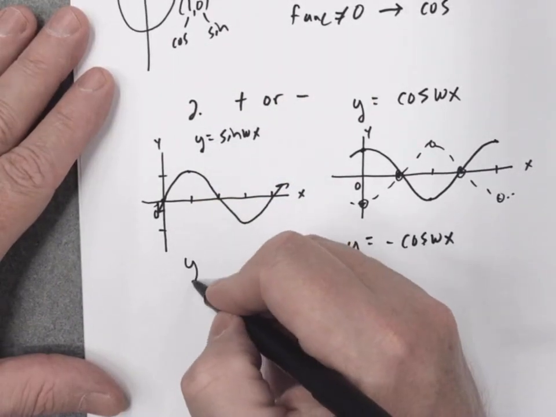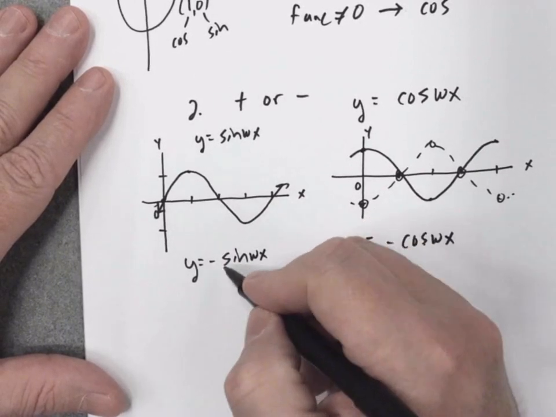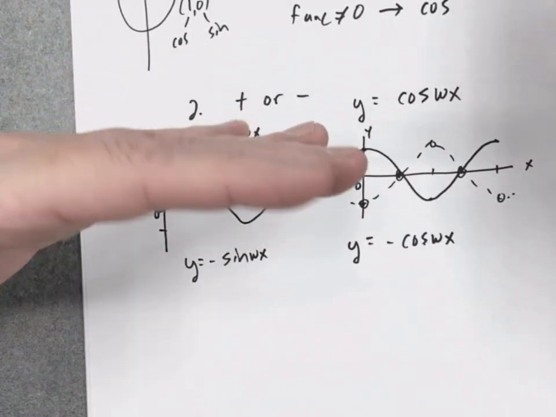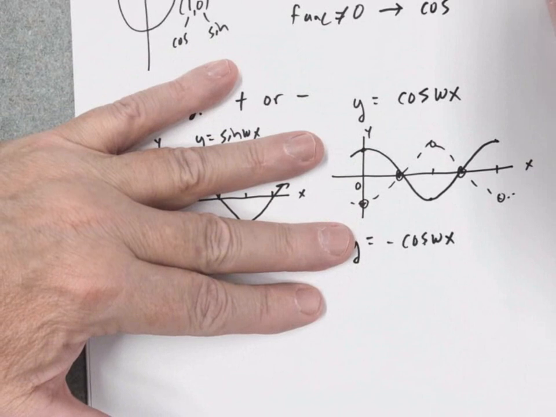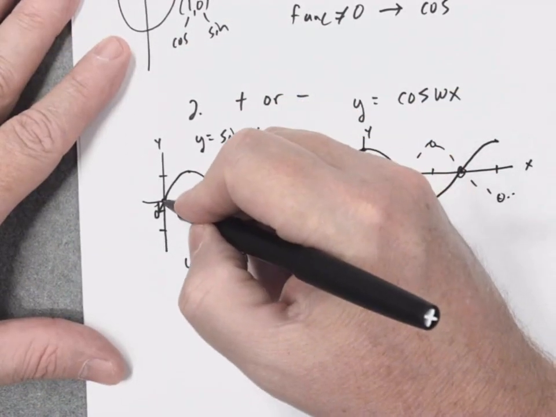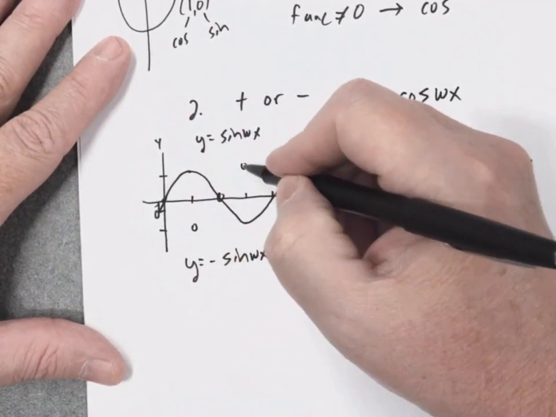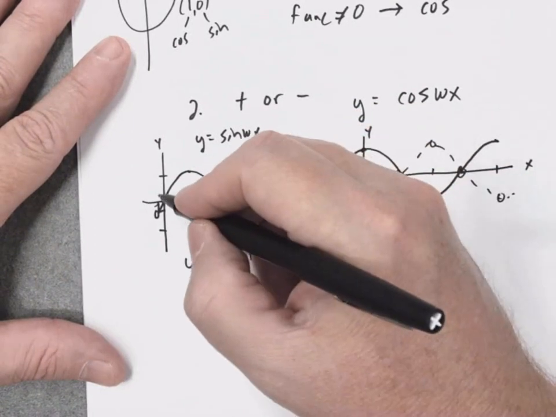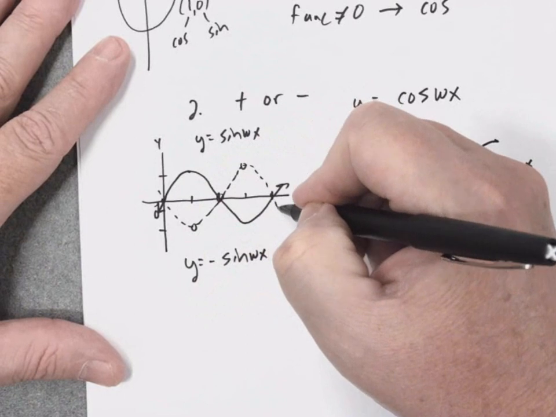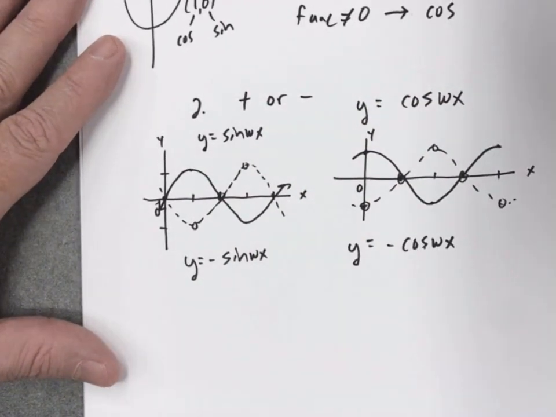So what happens if we have a negative in front of the sine? Well, once again, if you can imagine rotating or flipping this graph around the x-axis. In other words, it's still at 0, except now we go here, here, here, and here. So this is the graph of the negative sine.